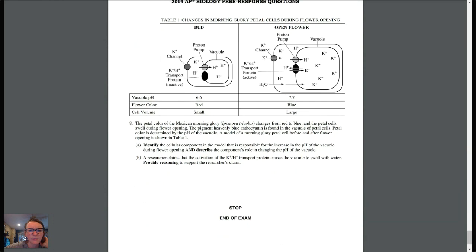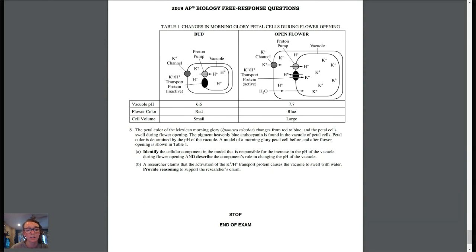All right. Last question. I actually think questions 7 and 8 were the hardest. Okay, so question 8, the petal color of the Mexican morning glory changes from red to blue, and the petal cells swell during flower opening. The pigment heavenly blue anthocyanin is found in the vacuole of petal cells. Petal color is determined by the pH. Okay. A, identify the cellular component in the model that is responsible for the increase in pH.